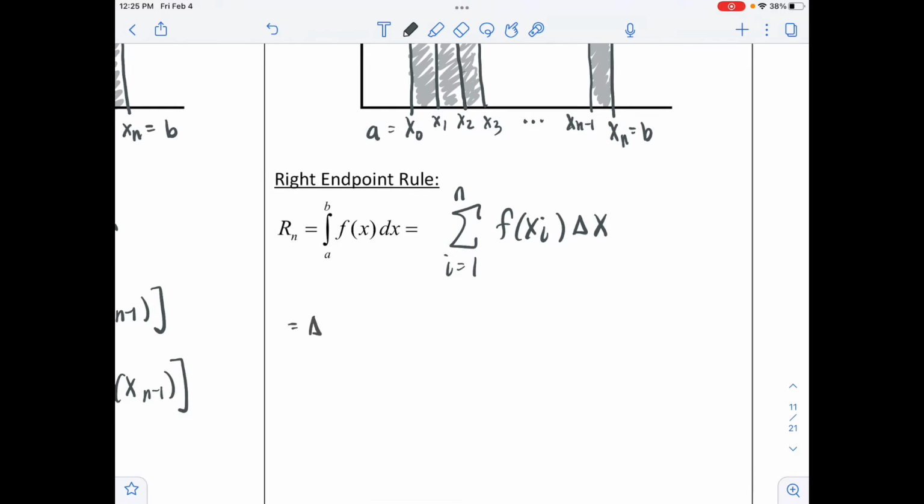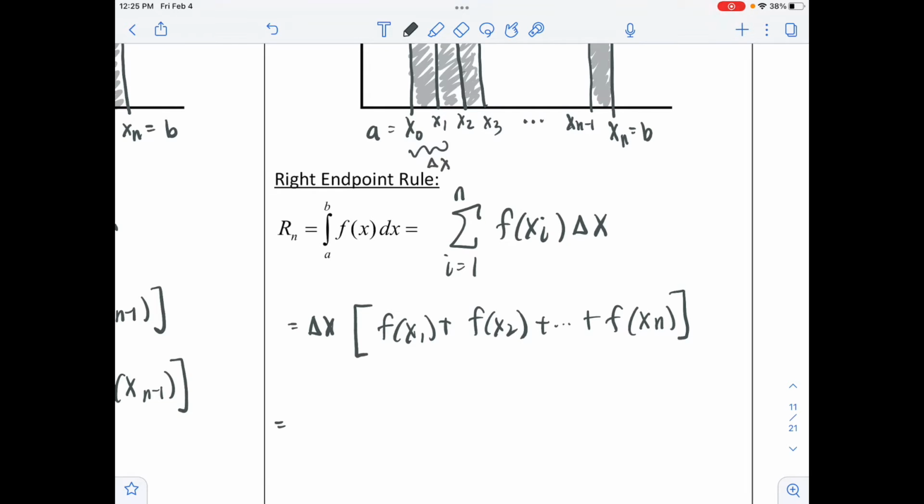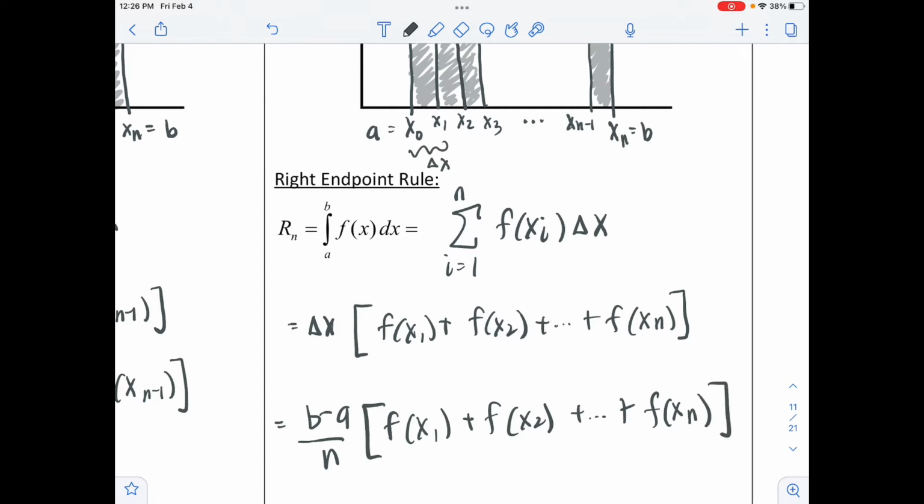And so that delta x we can pull out in front, and the first value we would have is f of x sub 1 plus f of x sub 2 plus all the way through, where that last height is defined by f of x sub n, since we are using those right endpoints. Likewise, delta x is that width, which again we discussed is b minus a over n. So that's the width times the height. And adding these all up, we will get the total approximate area under that curve, or the antiderivative of that function.